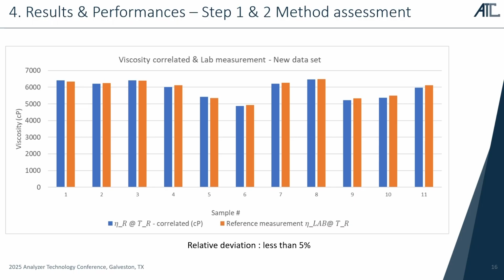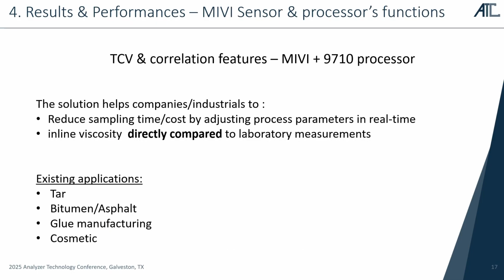Initially, the difference in the measurement conditions wouldn't allow us to compare the inline measurements to the lab measurements. Now, using this solution, we can directly compare them. This solution is already implemented. It can be used on the MIVI and 9710 processors with this Freezer product range. It is available on the market and helps companies monitor their process so that they can directly compare what they are doing in a lab to the inline measurements.